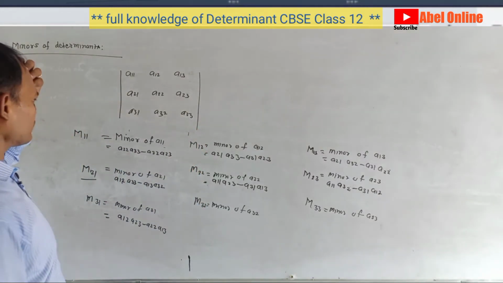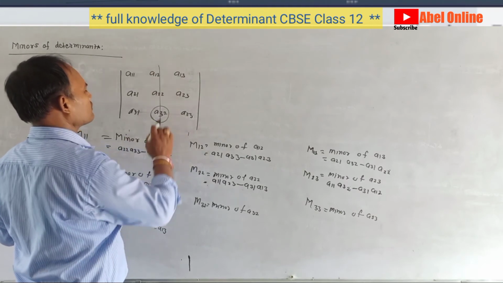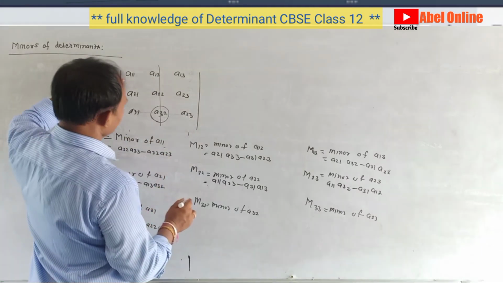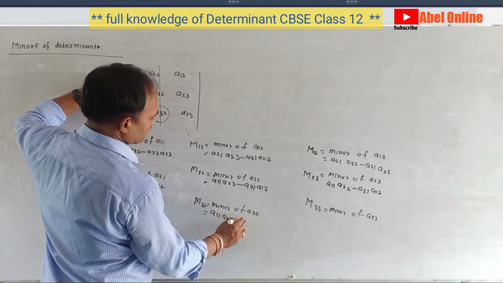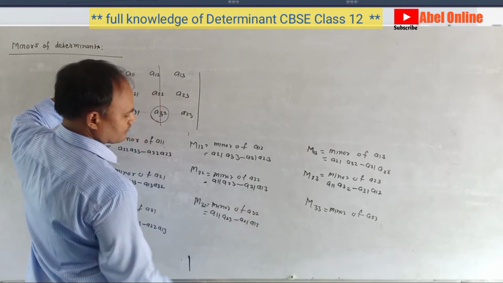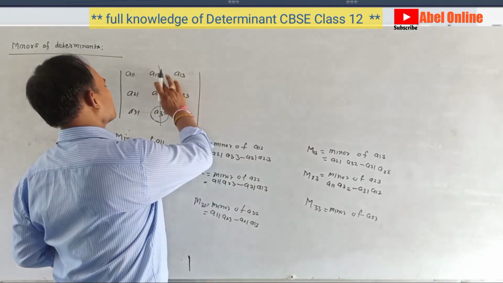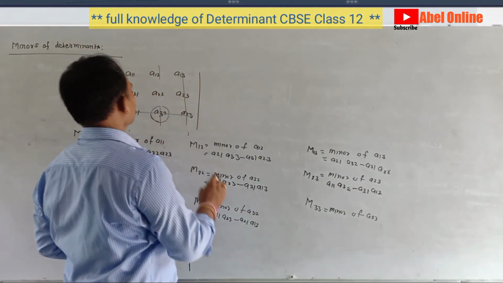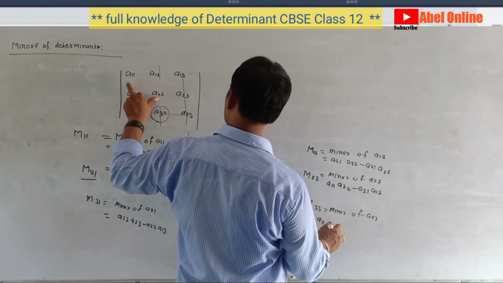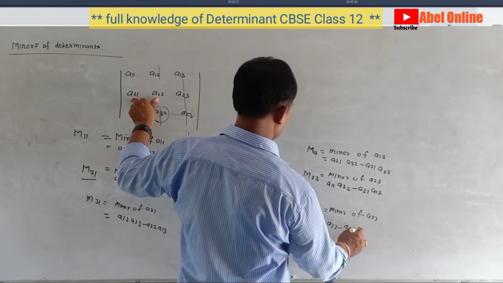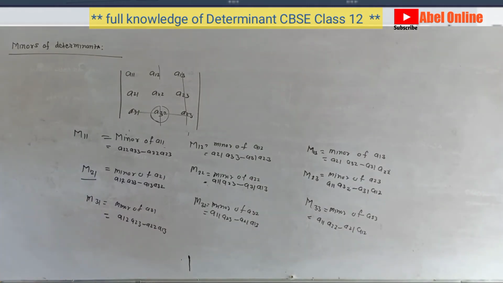So what about A32? When we are going to find A32, we have to eliminate these elements. The remaining part is A11, A23 minus A21, A13. Now what about A33? When we are talking about A33, this row and column are eliminated. So it is A11, A22 minus A21, A12. So students, in this way we can find the minors of a determinant.